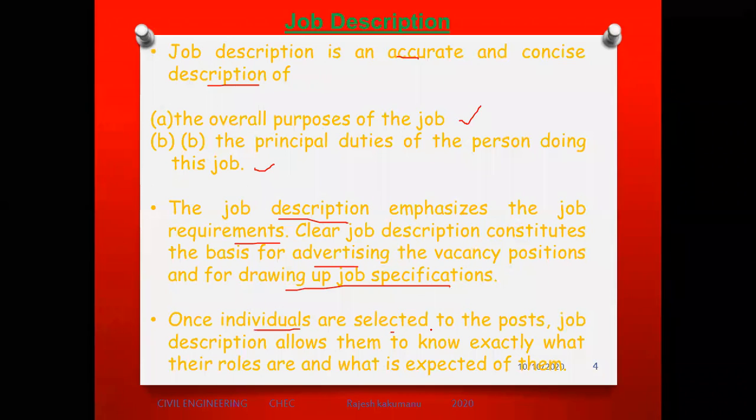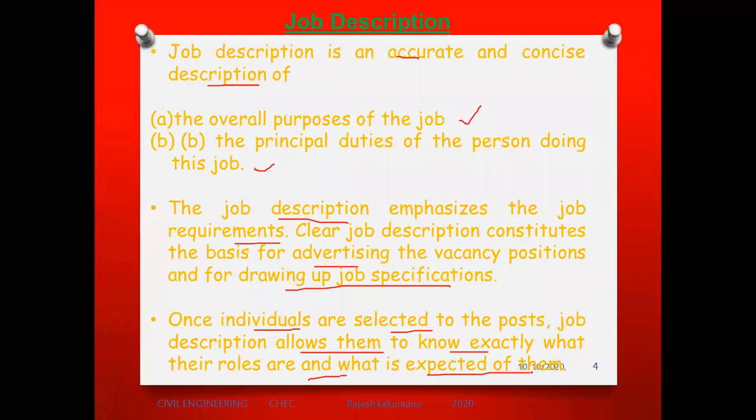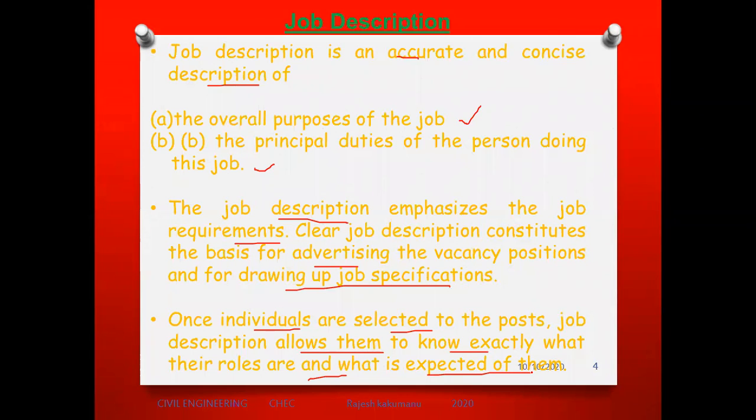Once the individuals are selected to the posts, the job description allows them to know exactly what their roles are and what is expected of them. So once you are selected for a job and designated as a site supervisor or management trainee or graduate apprentice trainee, once you get into the company or industry or plant, they will give the exact description of what you have to do. But initially, they will call for advertisements saying we have 10 vacancies in so and so department. They will not tell any job description at first. They just recruit the people. Later they give the main job description of what you have to do.